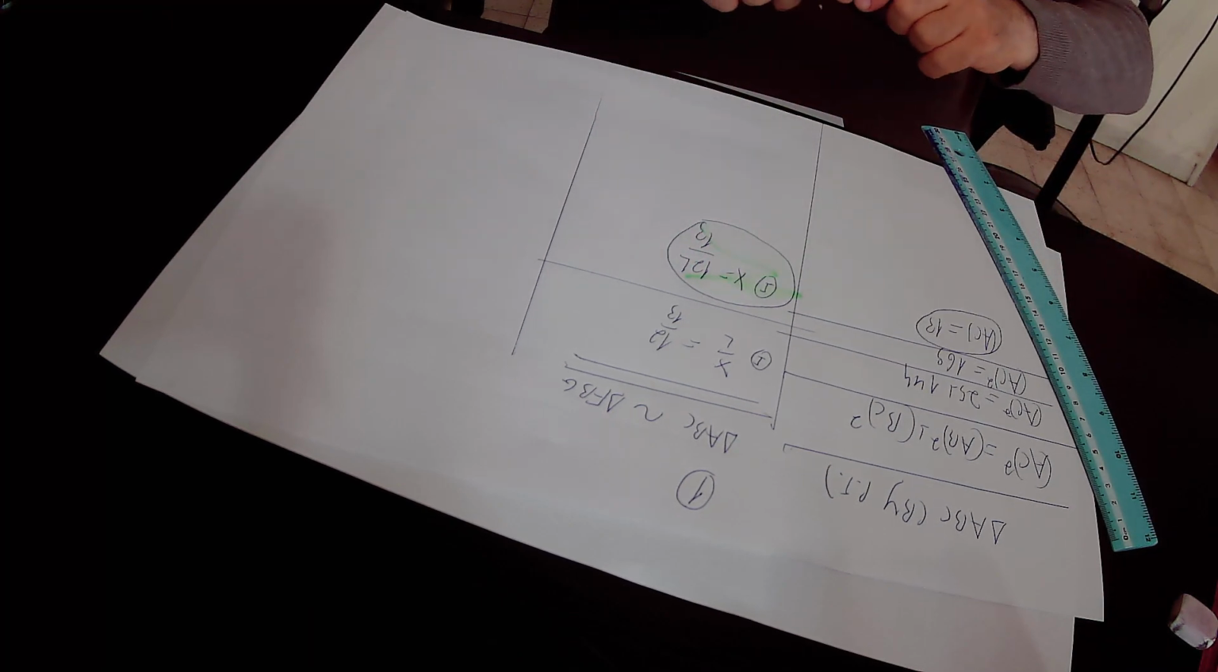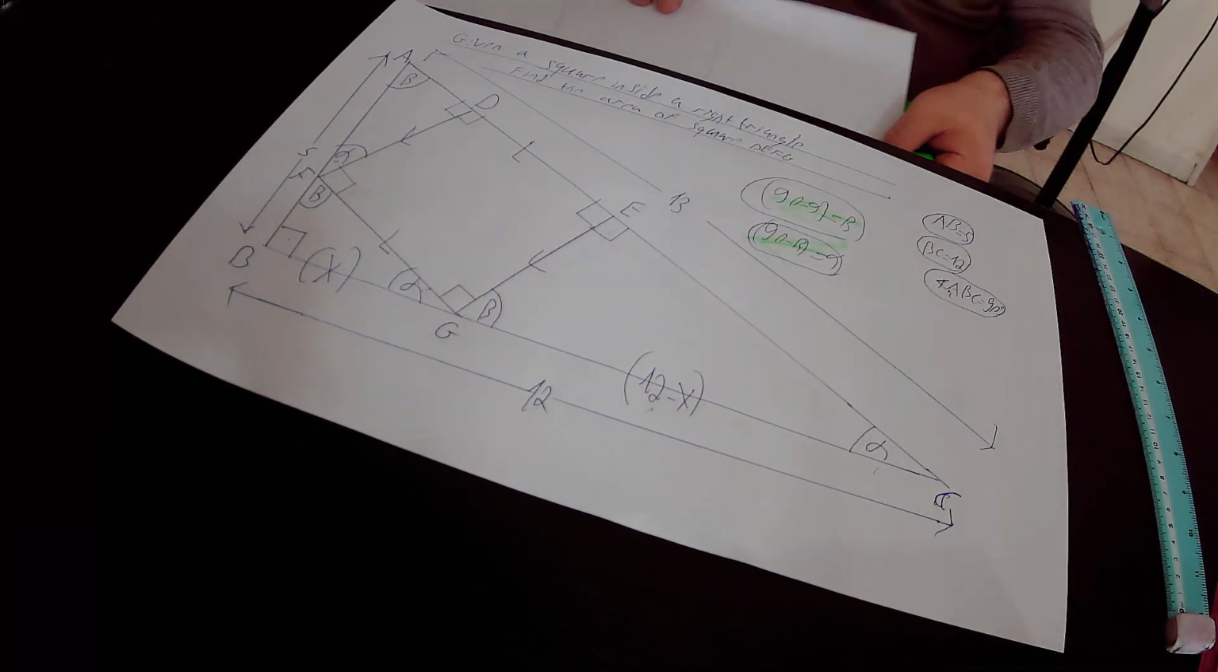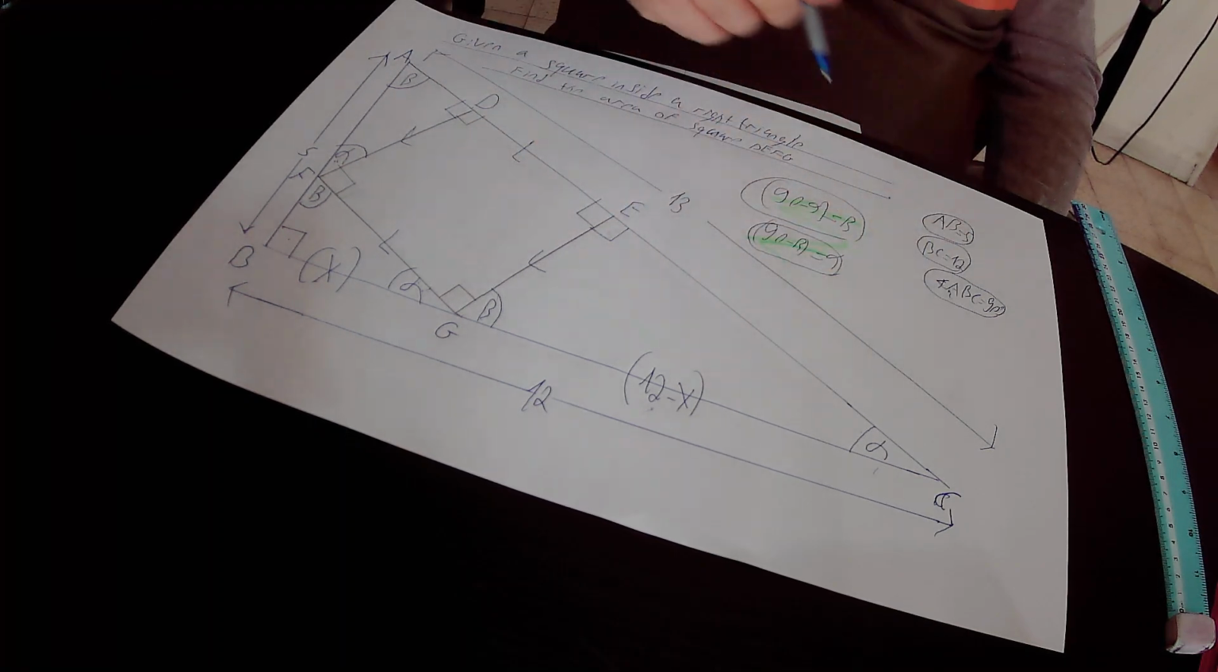Likewise, the big right triangle ABC is similar to this right triangle AGC.